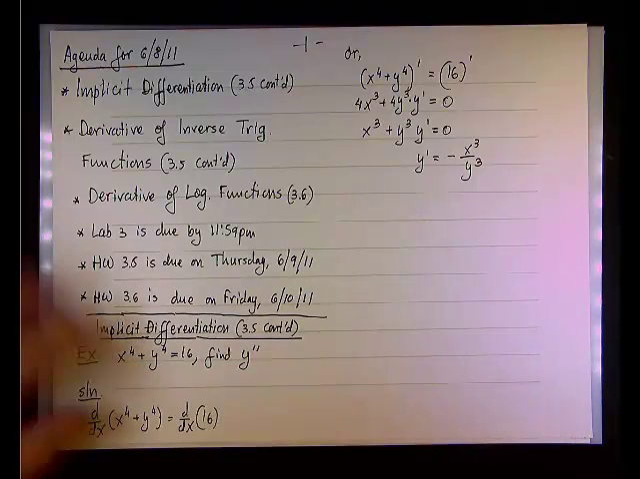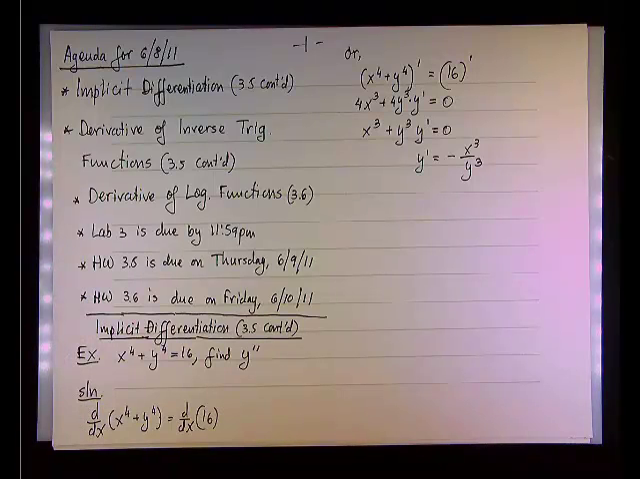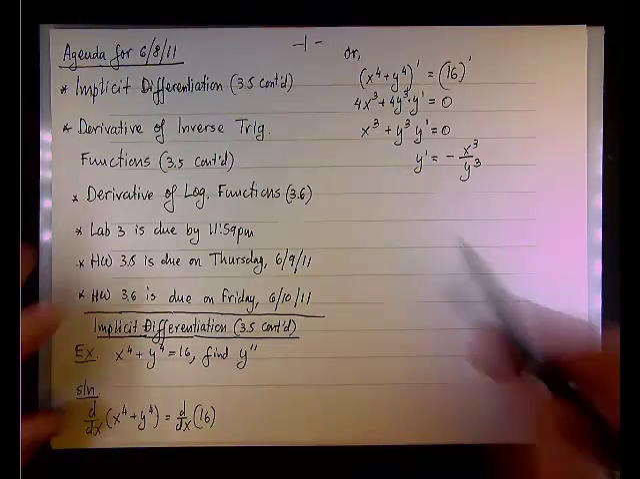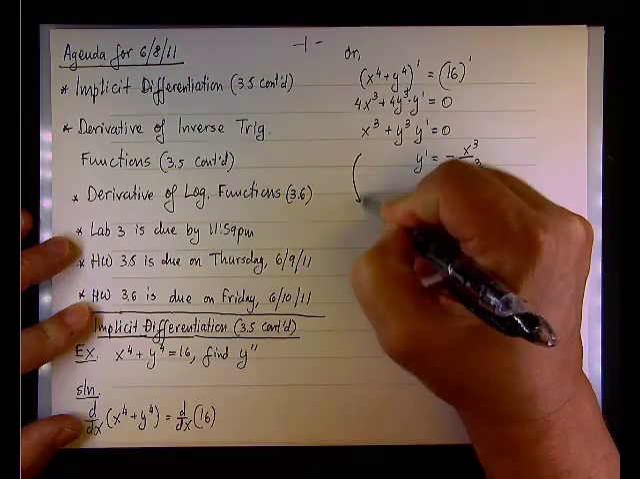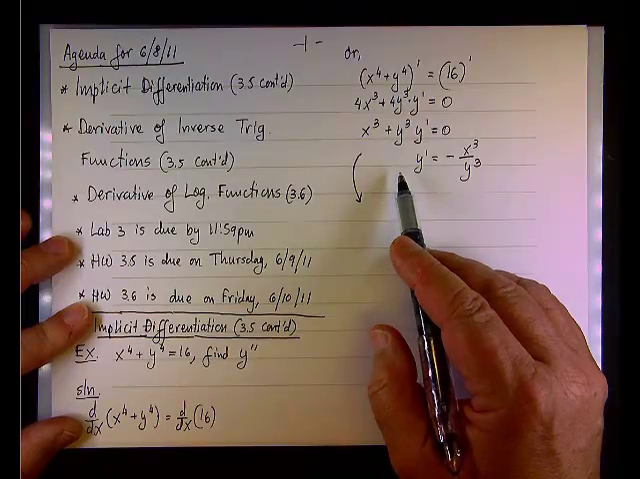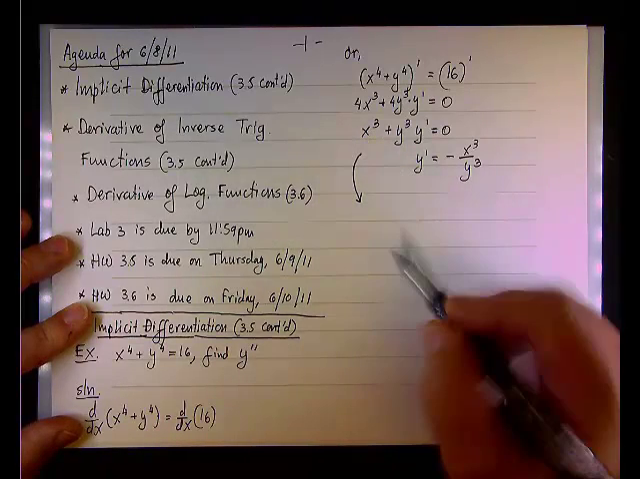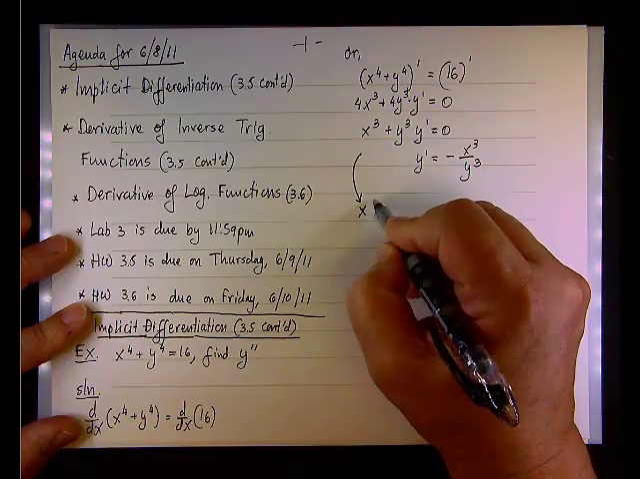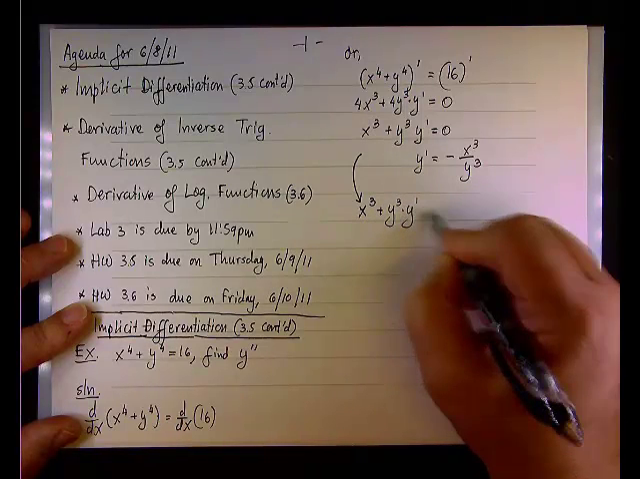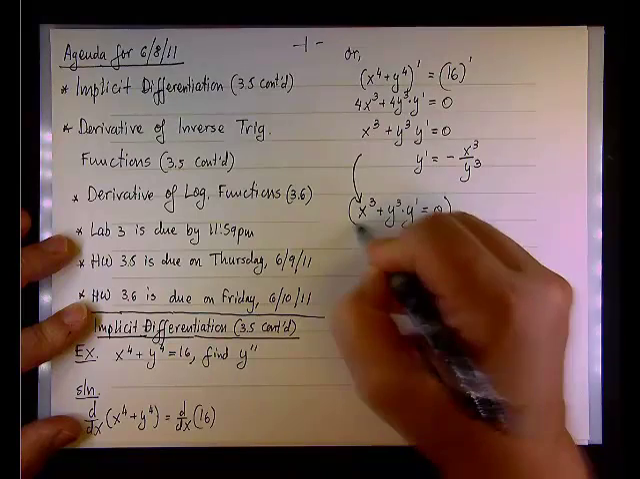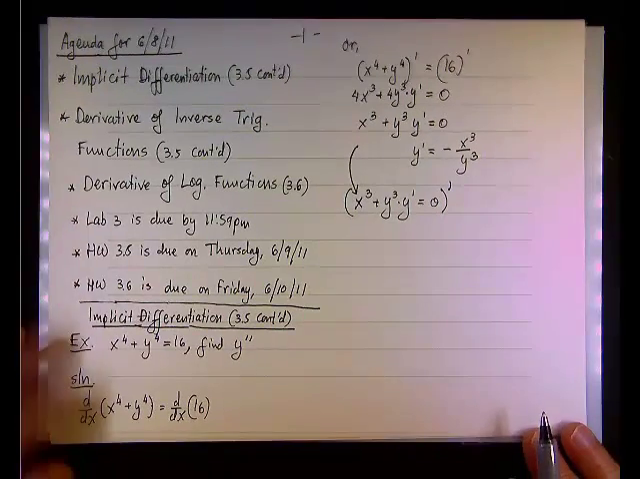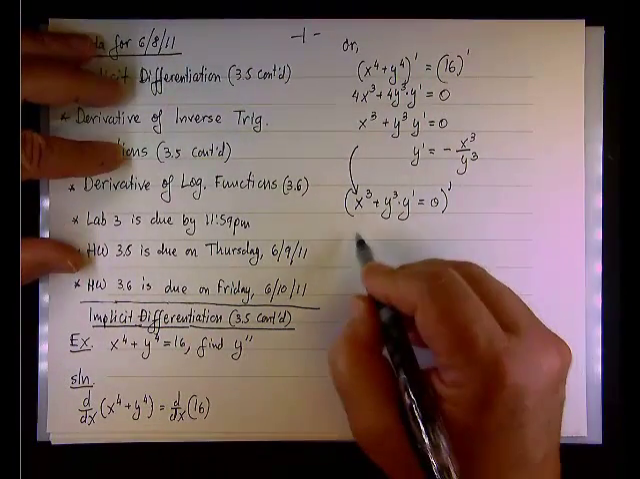However, we need to find the second derivative. Now we have a choice here. I can go ahead and take the derivative of y prime to get y double prime, or I can go back right here to this equation and do implicit differentiation one more time. And I choose to do that one. I want to take the derivative of x cubed plus y cubed times y prime equals 0. I'm going to take the derivative of this equation. So this is a second implicit differentiation.